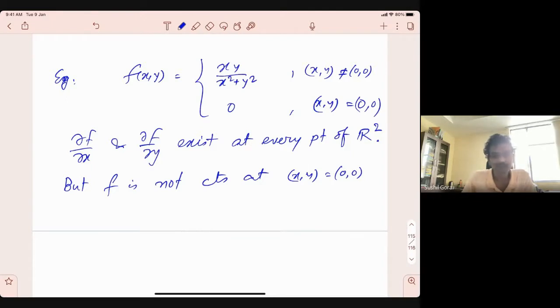Right? So forget about differentiability. Differentiability implies continuity. So this is not differentiable. So existence of partial derivatives does not give you differentiability. But if you add the continuity of the partial derivatives, then you get differentiability. All right?